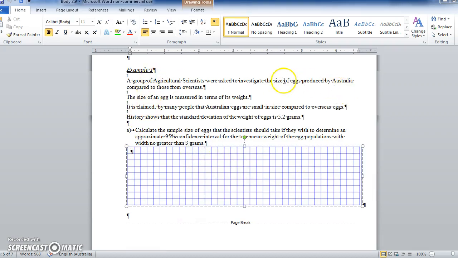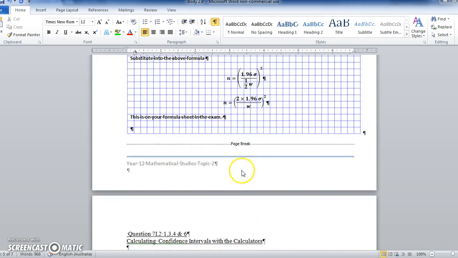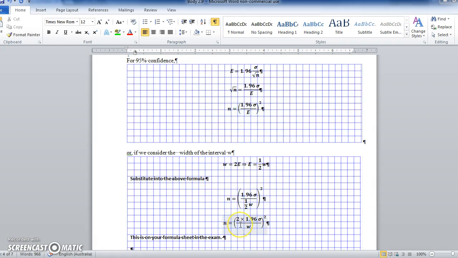So we've got investigating the size of eggs produced in Australia compared to overseas. It's claimed by many people that Australian eggs are small in size compared to overseas eggs. So the standard deviation of the weight of eggs is 5.2 grams. That's going to be very key, so I'm going to highlight that right now. So we want to calculate the sample size of eggs that the scientists should take if they wish to determine an approximate 95% confidence interval for the true mean weight of the egg population with a width no greater than 3 grams. Okay, so do we use this formula or this formula?